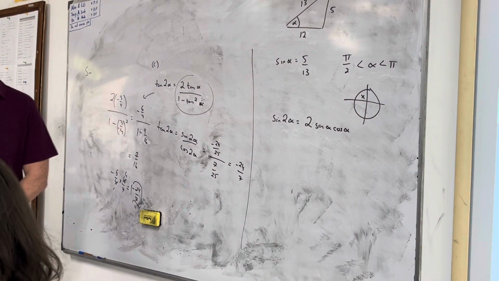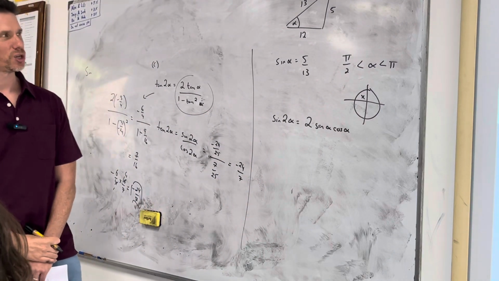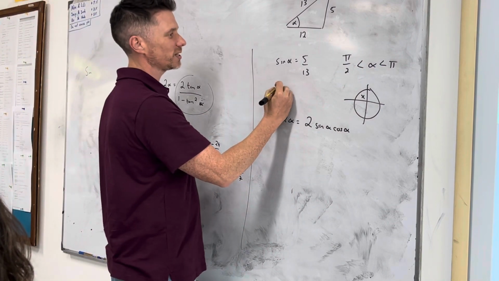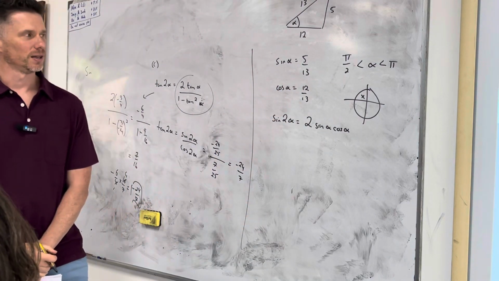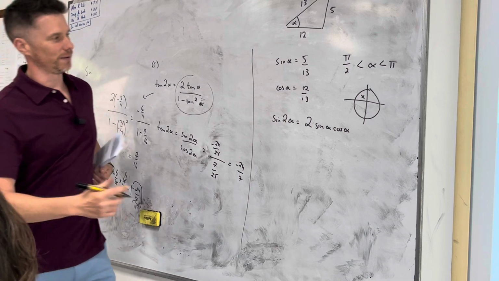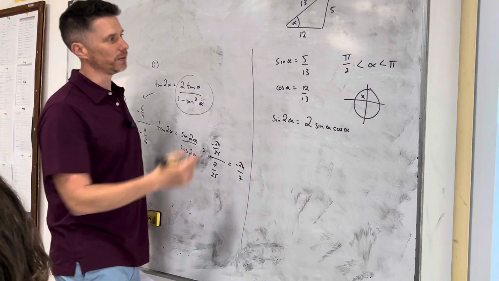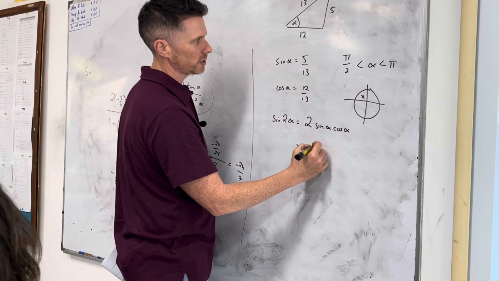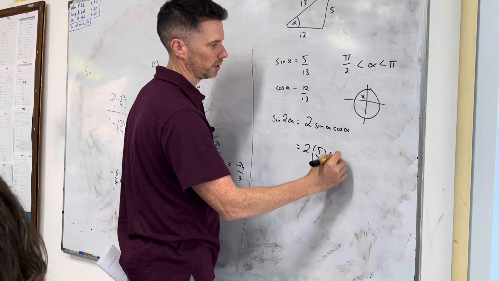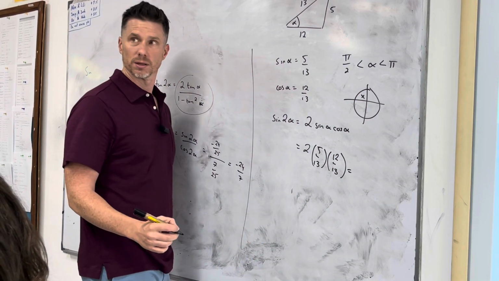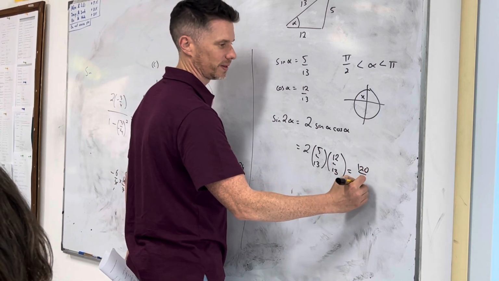How'd you guys get 11? 144 and 25 gives 169. Okay, so we have this adjacent side now. So the adjacent side would be in the ratio 12 to 13, or the cosine would be in the ratio 12 to 13. So now we have it. So if you don't have both ratios, you can get them pretty easily if you have one. So this is now twice 5 over 13 times 12 over 13, which gives 120 over 169.